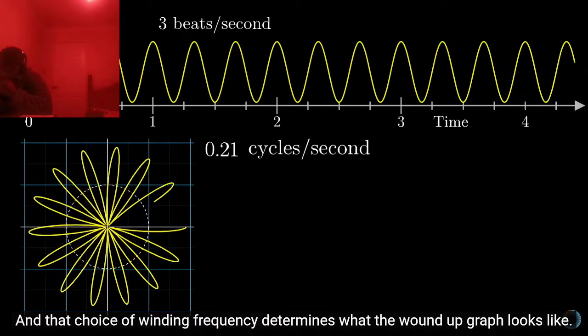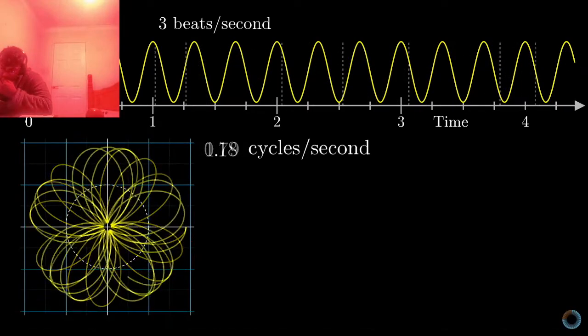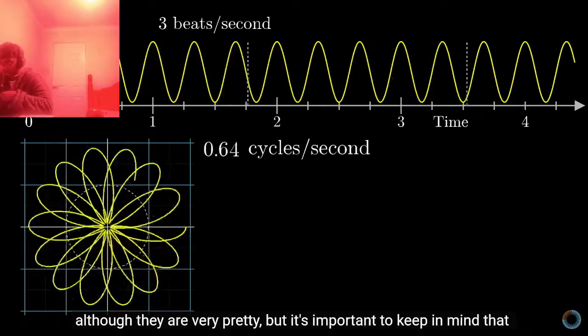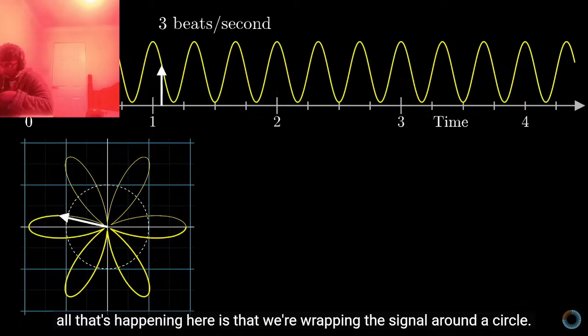And that choice of winding frequency determines what the wound-up graph looks like. Some of the diagrams that come out of this can be pretty complicated, although they are very pretty. But it's important to keep in mind that all that's happening here is that we're wrapping the signal around a circle.